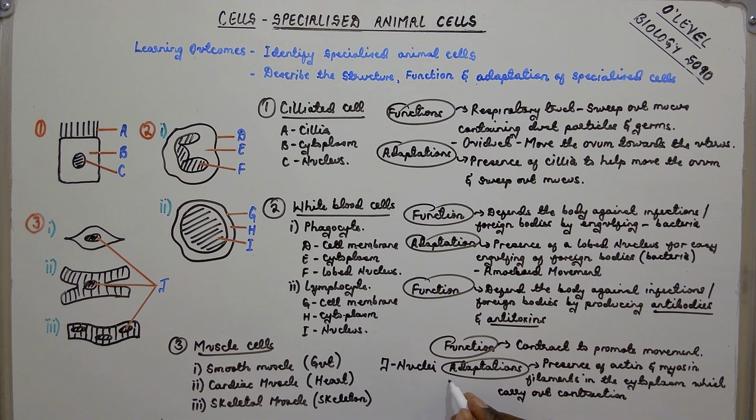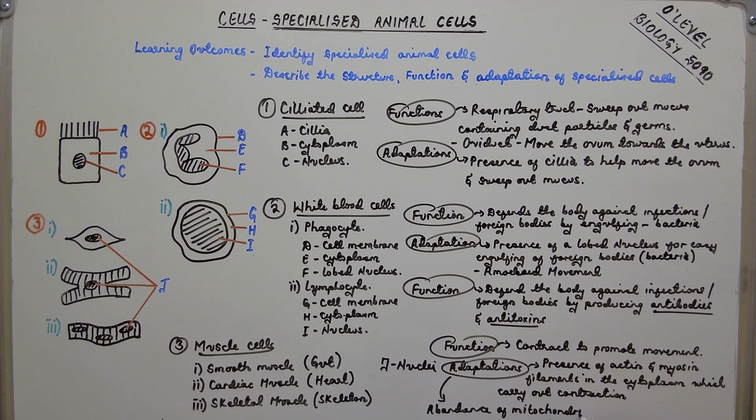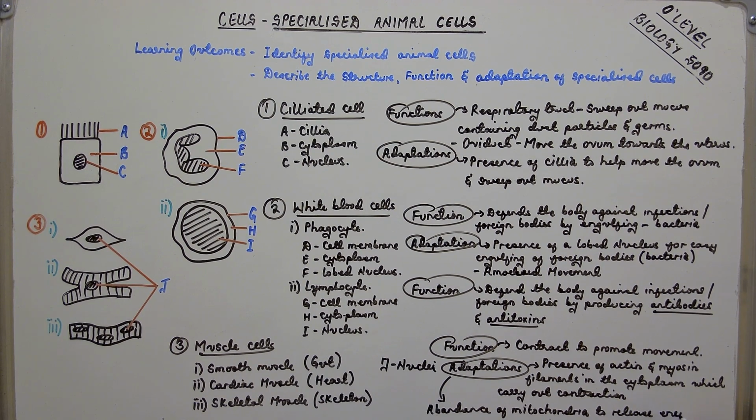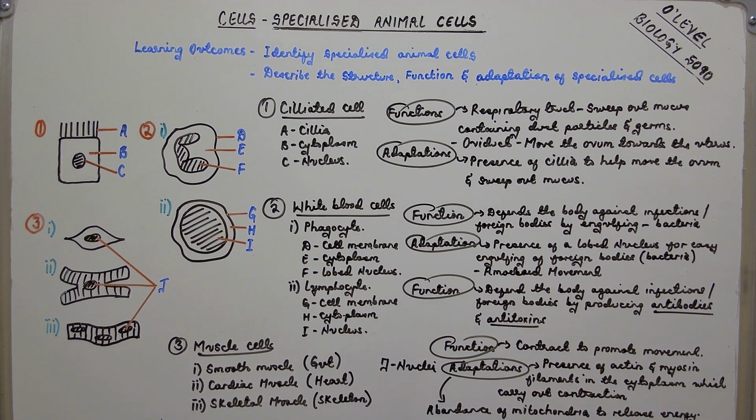Then the other one that we can use under adaptation is abundance of mitochondria to release energy. Okay, these are some of the things that you need to understand under structure, function, and adaptations of these cells that we've discussed.